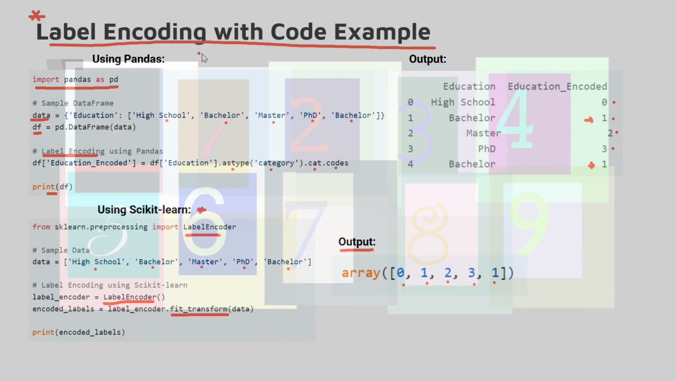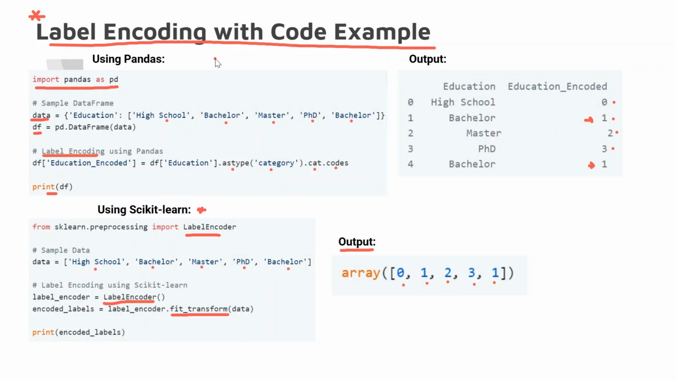This is important because most machine learning models work only with numbers, not text. Both pandas and scikit-learn provide easy ways to do label encoding. The encoded numbers are consistent for repeated categories.